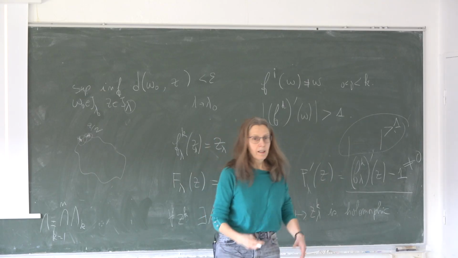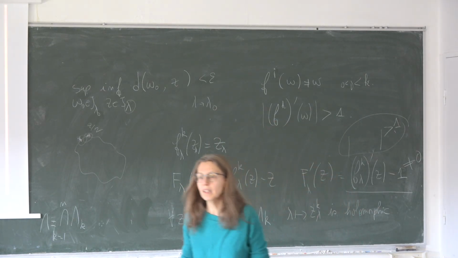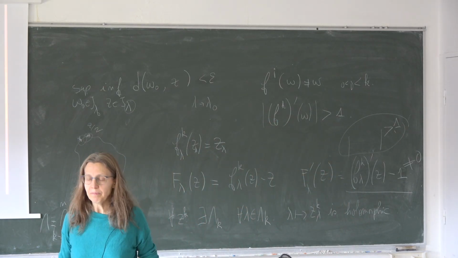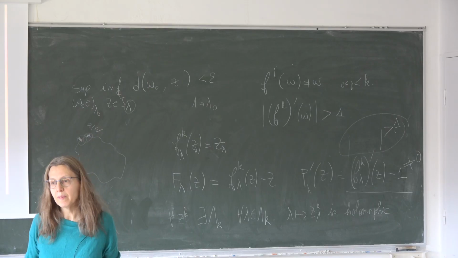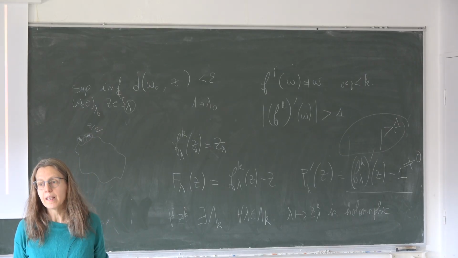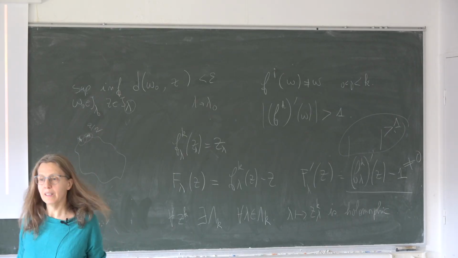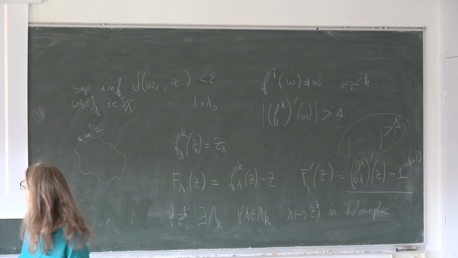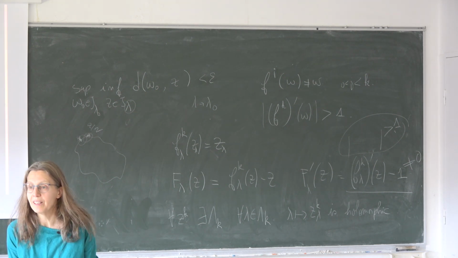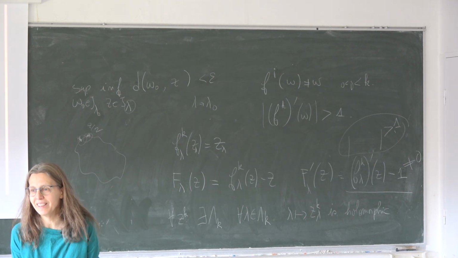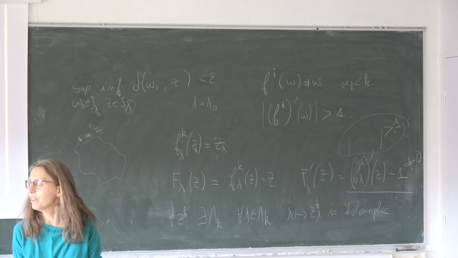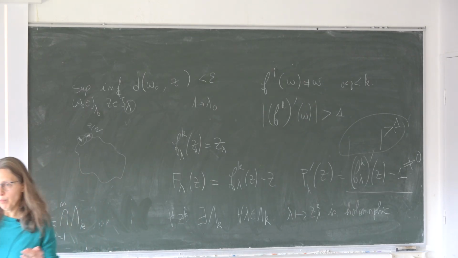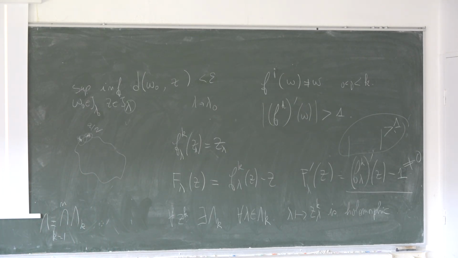The intersection, yes? Is it true that any repelling periodic point does belong to the Julia set? Yes. Repelling periodic points belong to the Julia set, and they are dense. The closure of the set of repelling periodic points is equal to the Julia set. Good question.